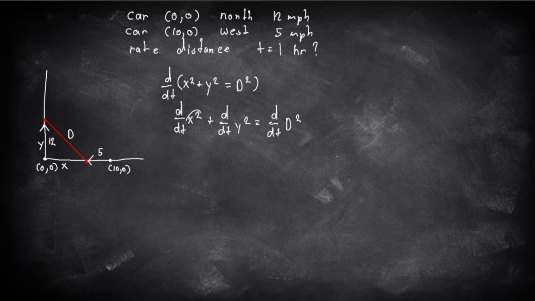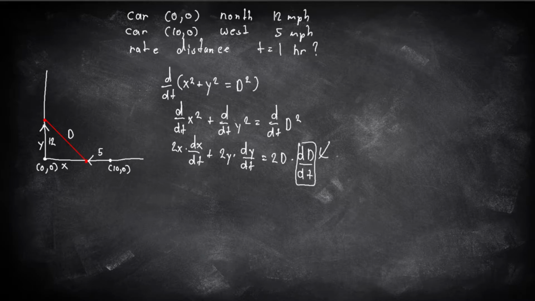So the derivative, as I said, is implicit differentiation: if it's different variables, just do the derivative and then leave behind the rate. So the derivative of x squared is 2x, and then we leave behind dx/dt. The derivative of y squared is 2y, leave behind dy/dt. And the derivative of d squared with respect to t is 2d times the rate at which the distance is changing with respect to time. And this is what we're looking for, the rate at which the distance is changing.